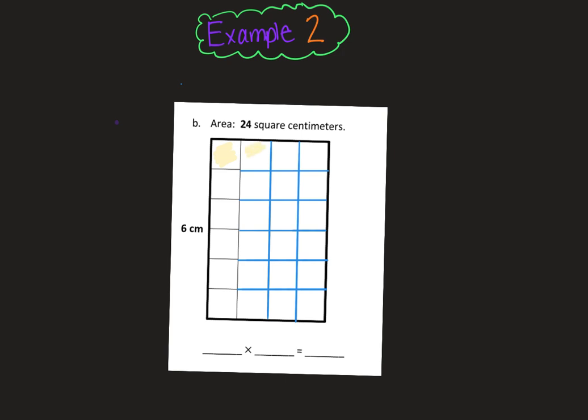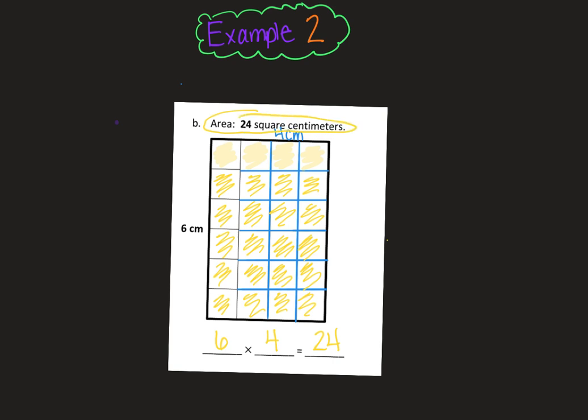We have 1, 2, 3. So that's 4 up here, centimeters. And if we keep going, we have 5, 6, 7, 8, 9, 10, 11, 12, 13, 14, 15, 16, 17, 18, 19, 20, 21, 22, 23, 24. So 6 times 4 gives us 24 for an area of 24 square centimeters.